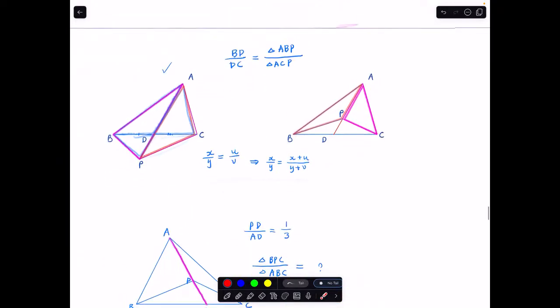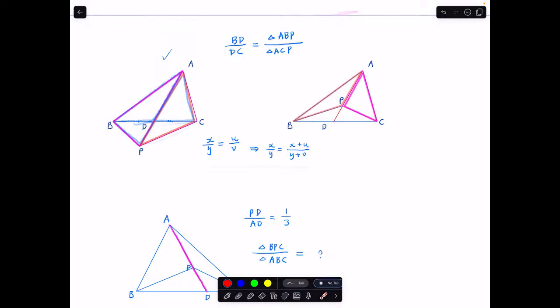Now let's move on. So we have a variation of the simple fact. Here, the configuration is slightly different on the left-hand side. We have triangle ABC, and we have P outside of the triangle. And we claim that the left-hand side triangle ABP over ACP is simply the ratio of the base BD over DC. Now, how would you prove that? So this is left as an exercise, right?